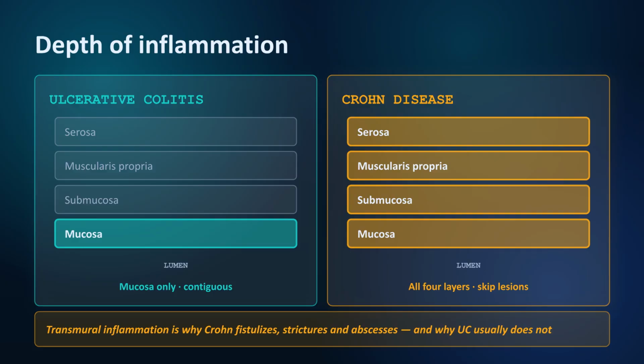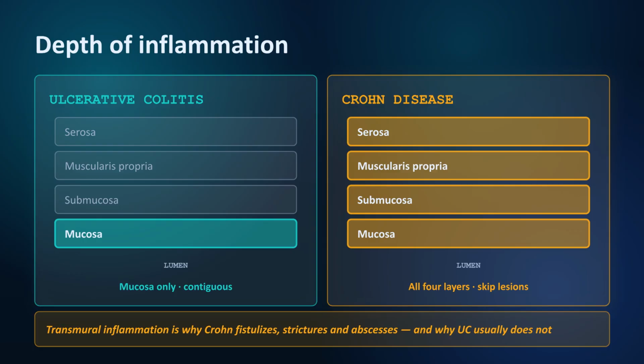On the left is ulcerative colitis. Only the mucosa, the innermost layer, is inflamed. The submucosa, the muscularis propria and the serosa are spared. On the right is Crohn disease, and notice that all four layers are lit up. That is what transmural means.